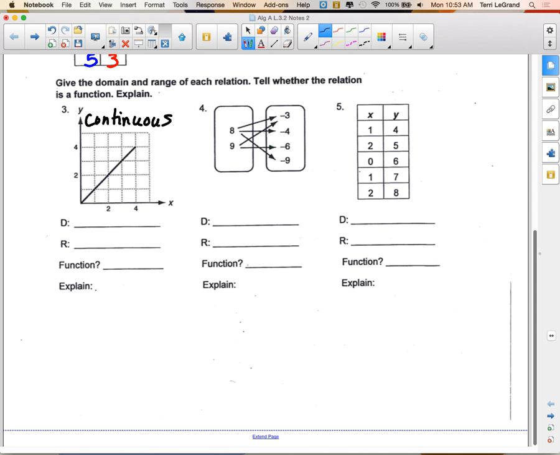So what did we do before when we tried to do the domain and range on this on Friday? Identify the what? Go look at your notes from Friday. What did we do when we were trying to do the domain and range for a continuous graph back in last Friday's notes?